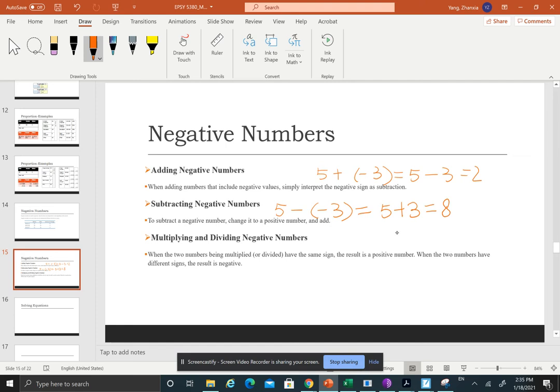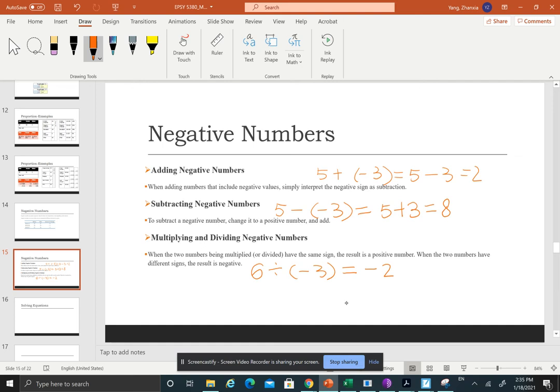Okay, we use 6, and we use division as an example. 6 divided by negative 3. In this case, our 6 is a positive number and negative 3 is a negative number, so they have different signs. That means the result will be a negative sign. And then 6 divided by 3, we know that's 2.